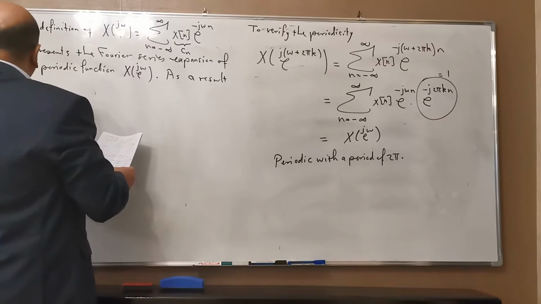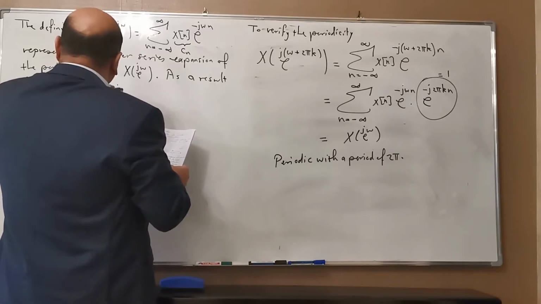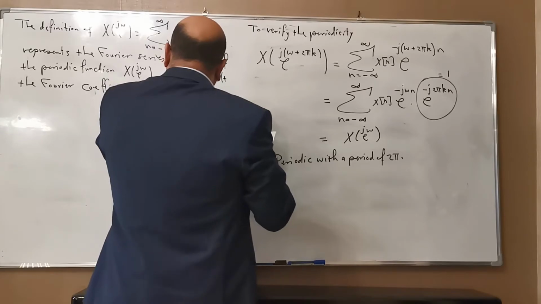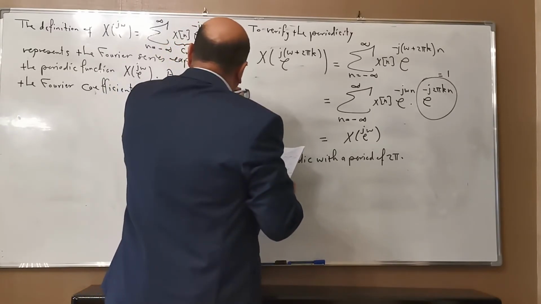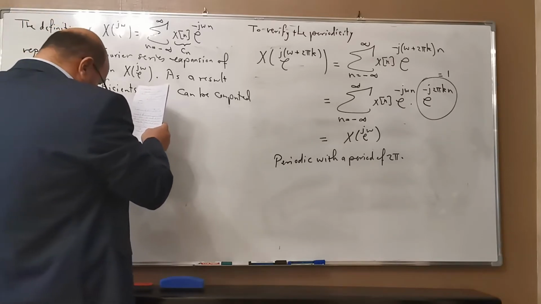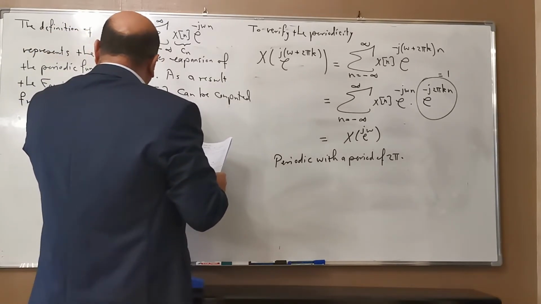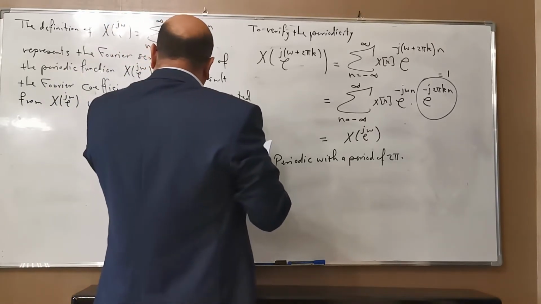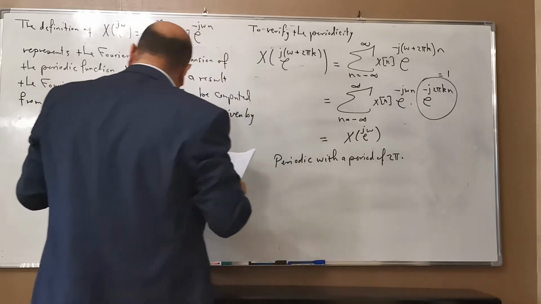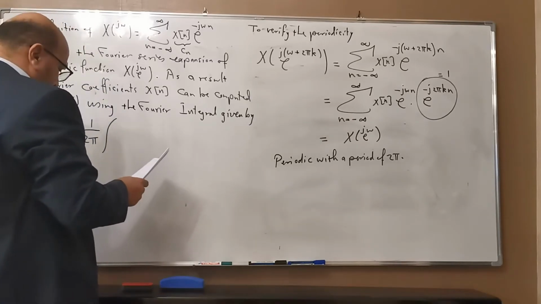As a result, the Fourier coefficients x[n] can be computed from X(e^{jω}) using the Fourier integral, given by x[n] equals 1 over 2π. It's 1 over one complete period because it's a periodic function.